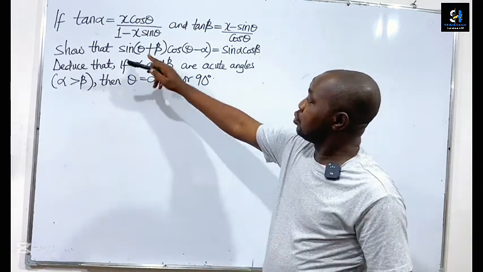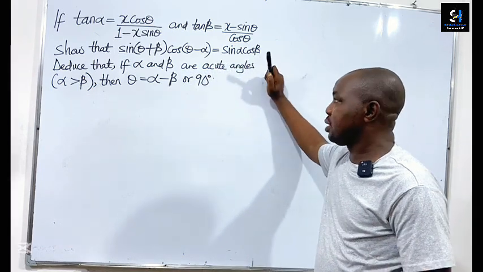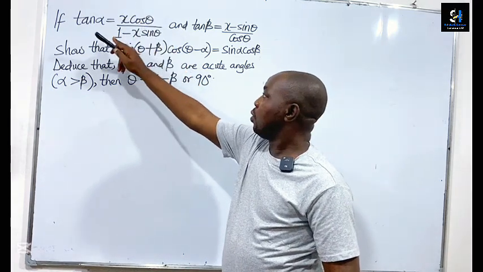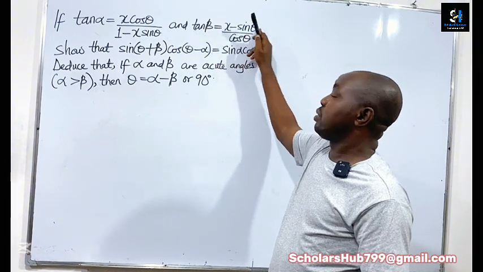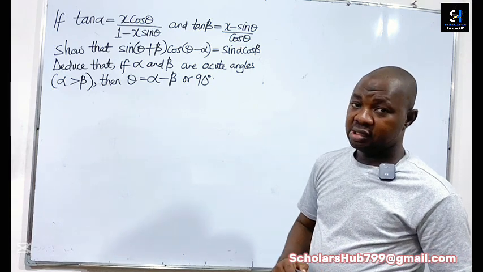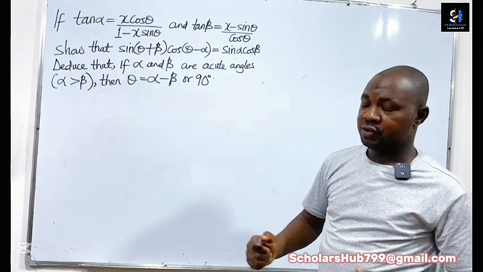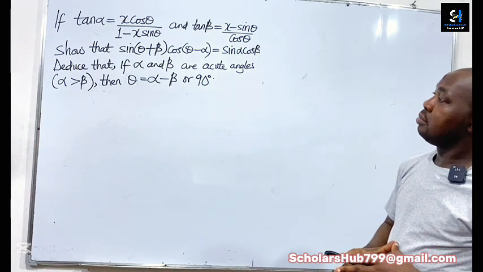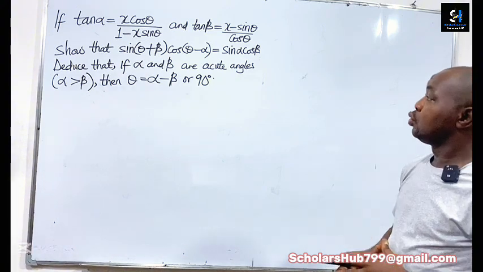To show that the product of these two identities is equal to sin alpha cos beta, if tan alpha is equal to x cos theta over 1 minus x sin theta, and tan beta is equal to x minus sin theta divided by cos theta. What I'll do first is prove that theta is equal to alpha minus beta or 90 degrees, because that's the only way to make this problem easier to solve.